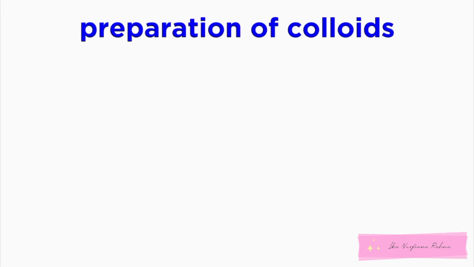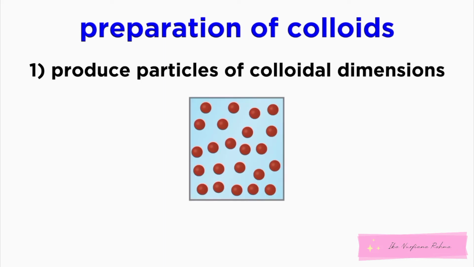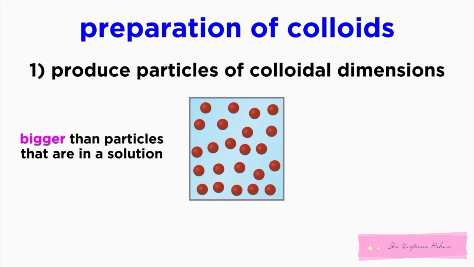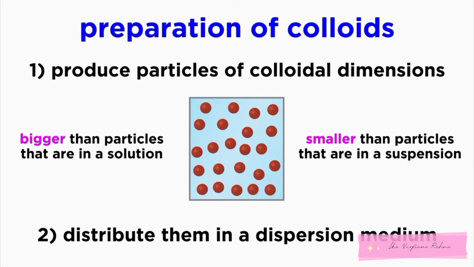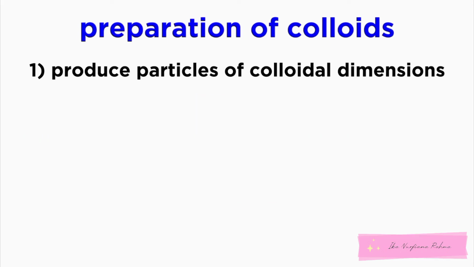Now that we know what colloids are, let's discuss how they can be prepared. In order to prepare a colloid, we must first produce particles of colloidal dimension, which means they must be above a size that will generate a solution but below a size that will generate a suspension, and then we must distribute these particles throughout a dispersion medium.